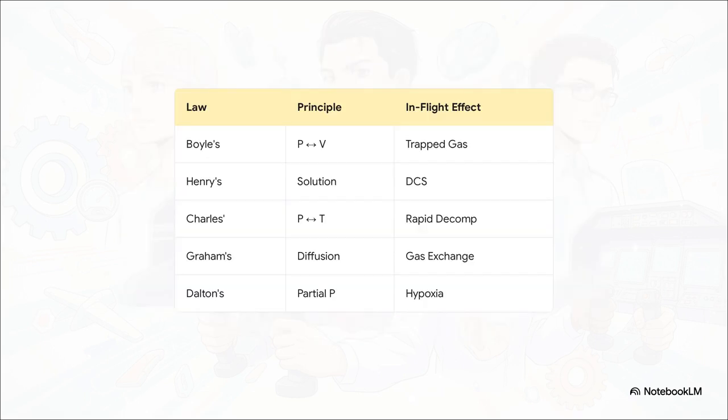Let's just rapidly contrast 2 of these laws. Charles's law relates pressure to temperature at a fixed volume. So this explains that sudden, shocking temperature drop you see during a rapid decompression. Now contrast that with Graham's law, which is all about the diffusion of gases from a high to a low concentration. Your entire respiratory system completely relies on Graham's law for normal alveolar gas exchange, literally moving the oxygen from your lungs right into your blood.